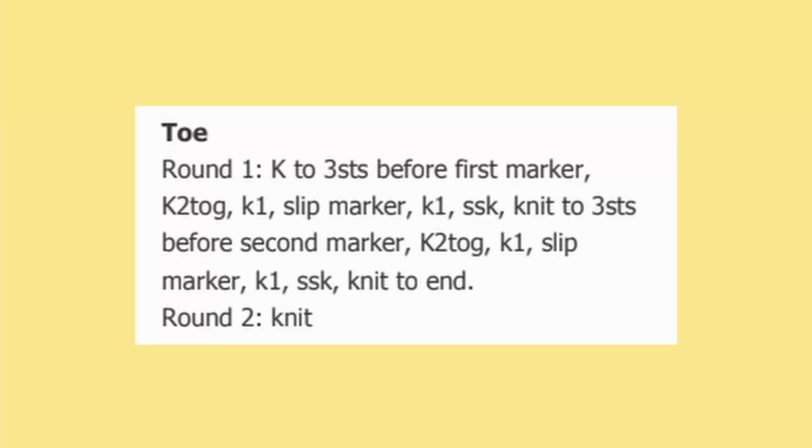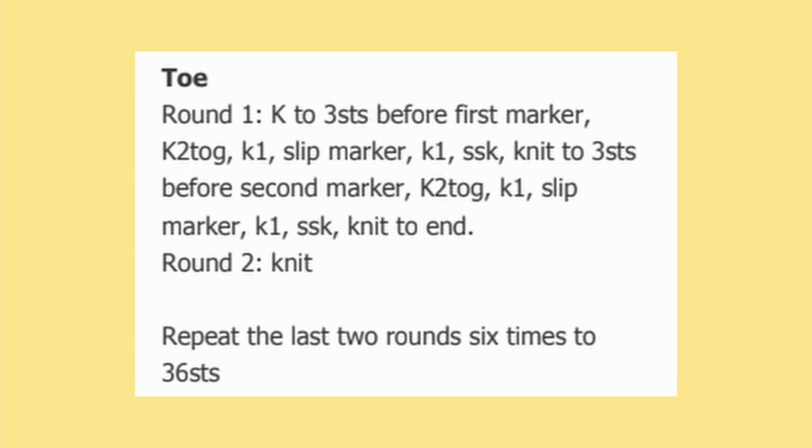So let's talk about repeats, because you're going to see those a lot. It's exactly what it sounds like, just a chunk of instruction that you are going to be asked to repeat over and over again. They can come in a few different forms though, so let's take a look at a few examples. The next instruction after our rounds 1 and 2 previously is to repeat the last 2 rows 6 times to 36 stitches.